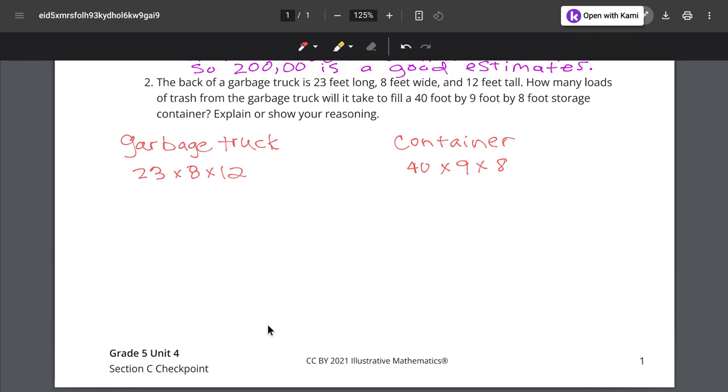Now, the first thing that really jumps out to me is one of those factors is the same, is it not? So here I would multiply by 8, and here I would also multiply by 8.